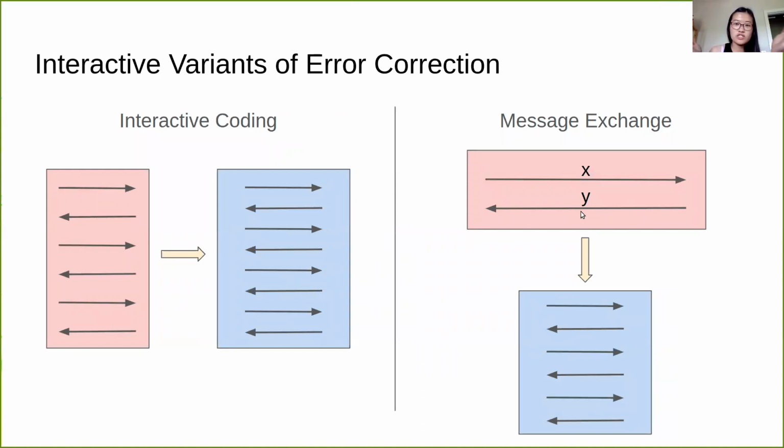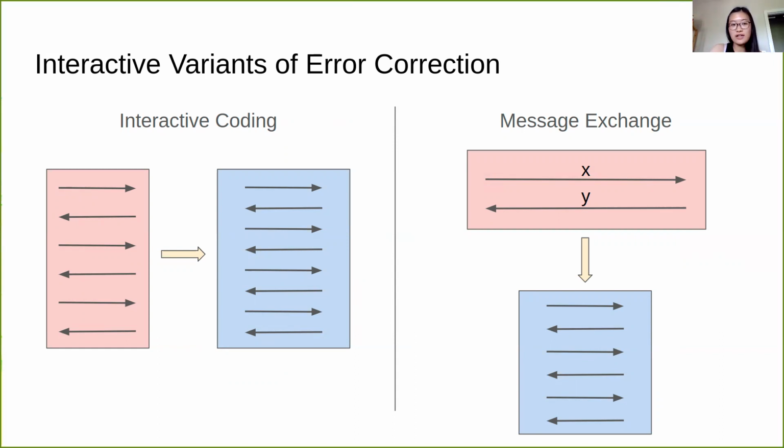And so the question is, how can you simulate this 2-round, or 2-message, protocol interactively so that it's error resilient? And I do want to mention that message exchange is a subcategory of interactive coding. It is an interactive protocol, but also any interactive protocol can be simulated by a message exchange, or computed by a message exchange, with up to exponential blowup.